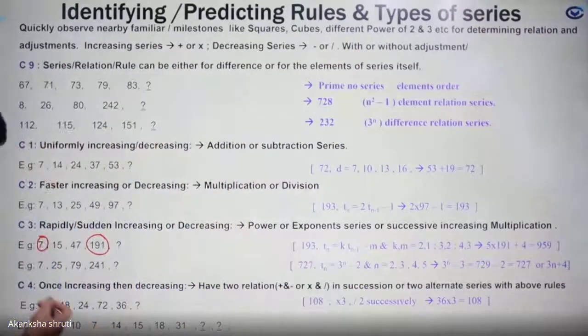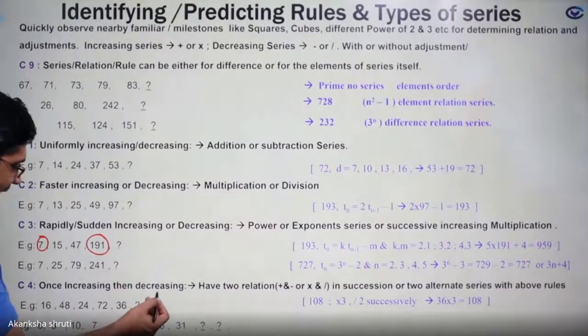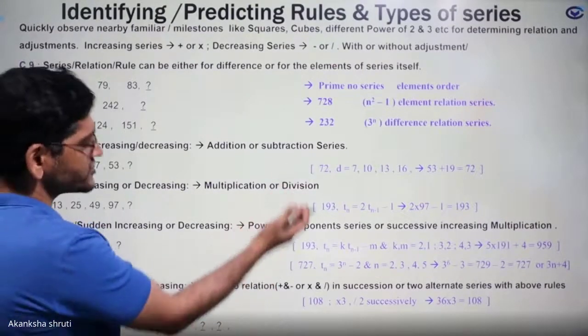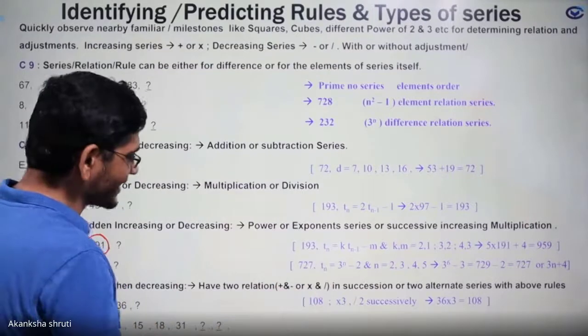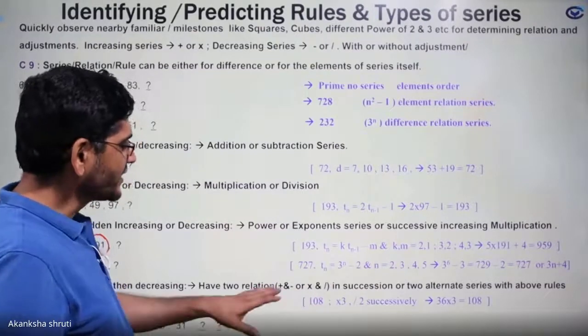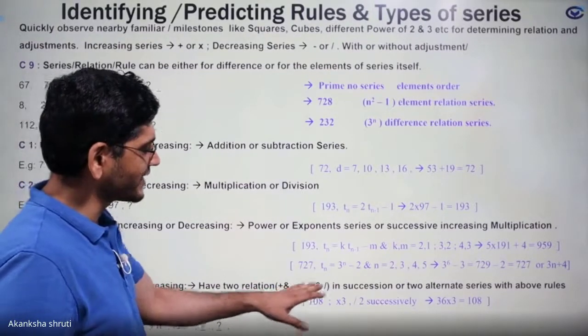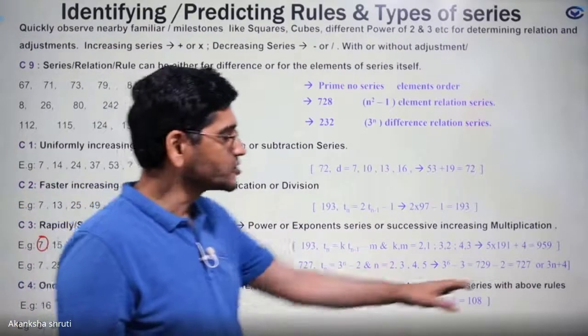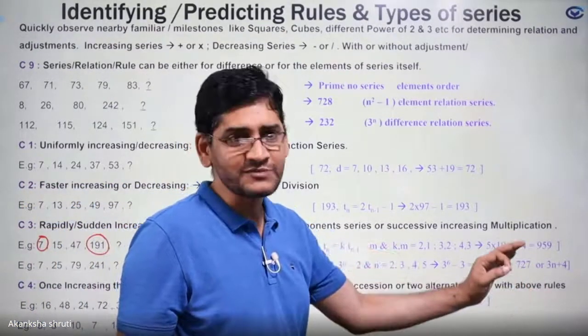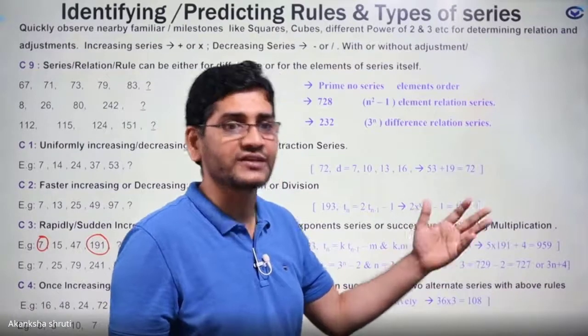Students, next, if the difference is once increasing and another time decreasing, or the variation is not constant but zigzag, in that case you should try either addition and subtraction, or multiplication with division, or the two alternate series. Only this much is the concept. You have to try this, okay?